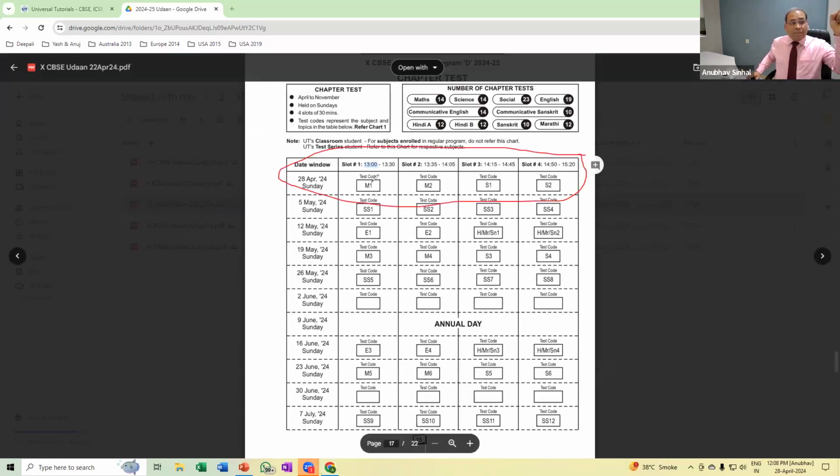M1 would stand for, वो पीछे से अपन जाके कोड देखेंगे कौन सा टेस्ट लिख सकते हो. M2 कौन सा टेस्ट लिख सकते हो. S1 कौन सा टेस्ट लिख सकते हो. S2 कौन सा टेस्ट लिख सकते हो. यहाँ पे टाइम दिया हुआ है 1 to 1:30. टाइम दिया हुआ है 1:30 to 2 o'clock.